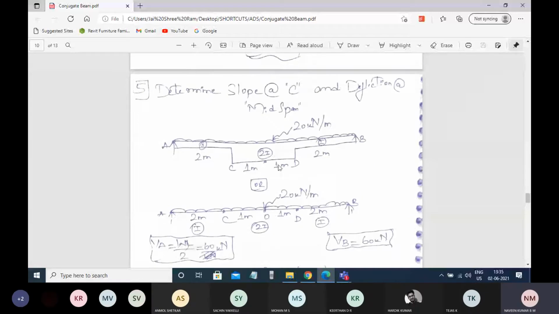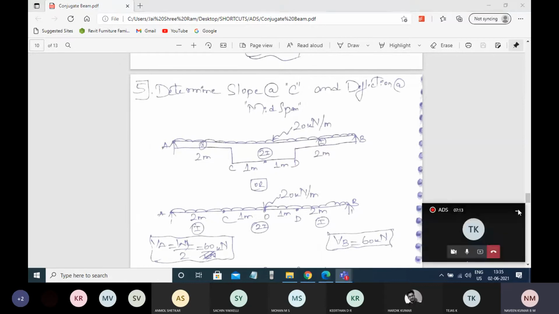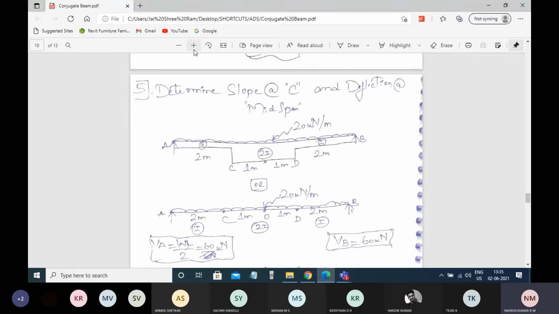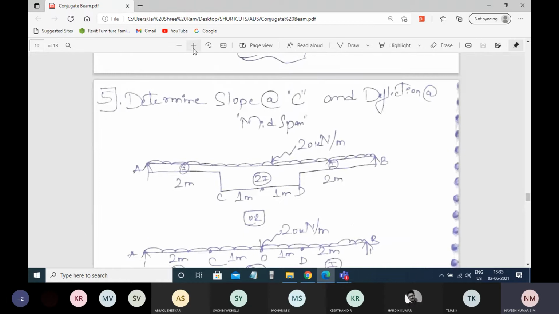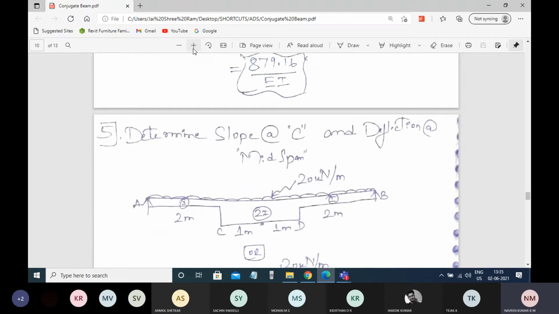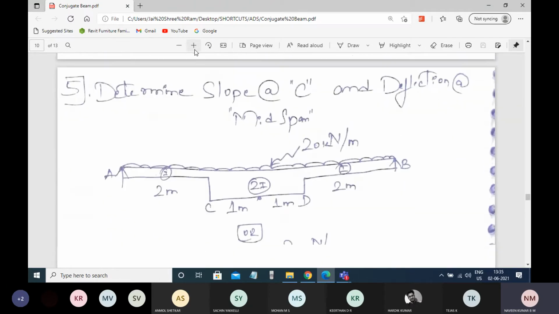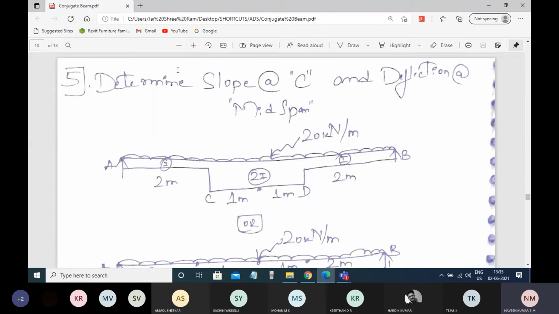So in the previous sessions, we were discussing the conjugate beam method. In this session also, I'm going to continue the conjugate beam method, and we'll finish off the conjugate beam method. Here I'll take one particular problem statement.